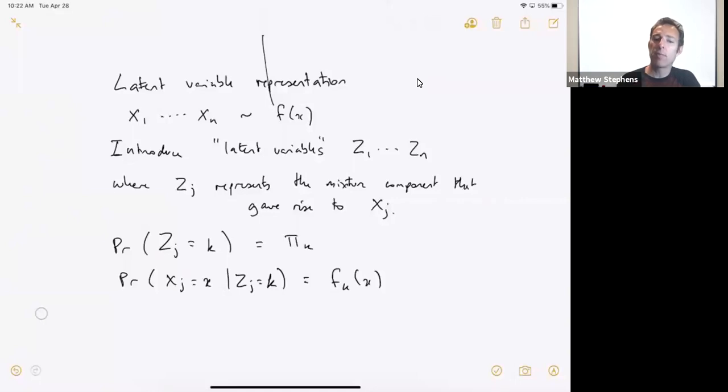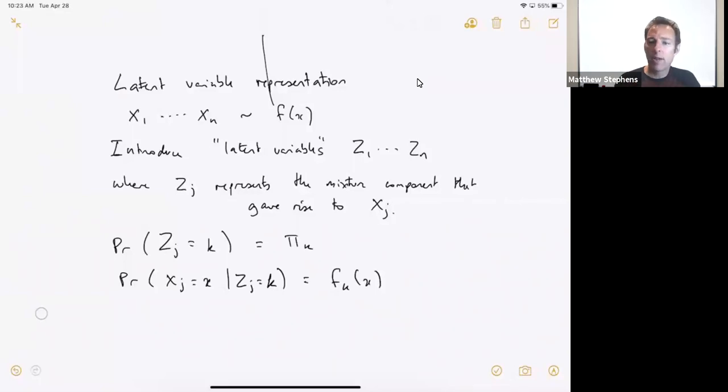So this latent variable representation is a very natural way to both motivate and also sometimes analyze mixture models. It turns out to be useful. We'll see later in the EM algorithm how this latent variable representation can be helpful to do computations. So that's called the latent variable representation.